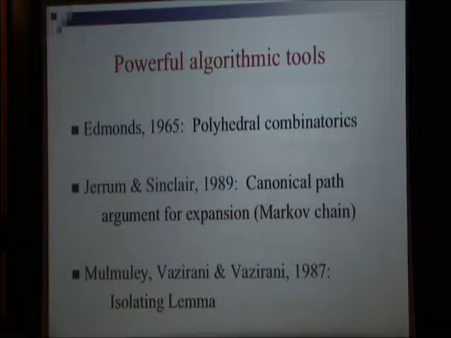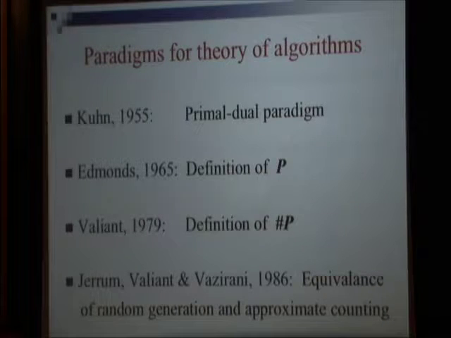Polyhedral combinatorics, how to characterize the facets of polyhedra, which was important for many reasons. The canonical path argument for proving expansion of the underlying graph of a Markov chain, and then therefore all the work that got done on the MCMC method, the isolating lemma, and it goes on and on. If you look at online algorithms, whether you look at probabilistic analysis, whether you look at parallel algorithms, everywhere it gave rise to really beautiful techniques. And not only techniques, but entire paradigms.